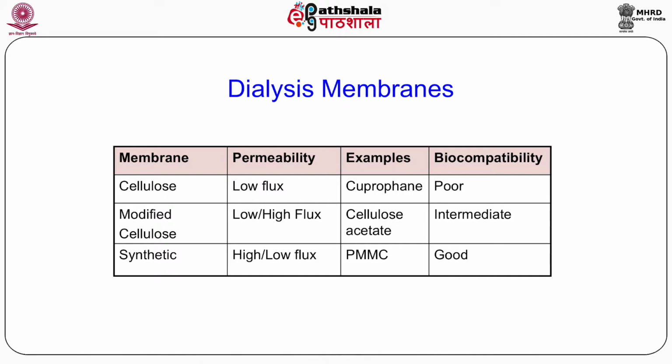So the membrane, for example cellulose, is low flux because it only allows small molecules like urea and creatinine to be filtered across it. While if you compare the newer membranes that we are using these days like modified cellulose and the synthetic membranes, they are high flux membranes because their pore sizes are bigger and they also allow the middle molecules to pass through them.